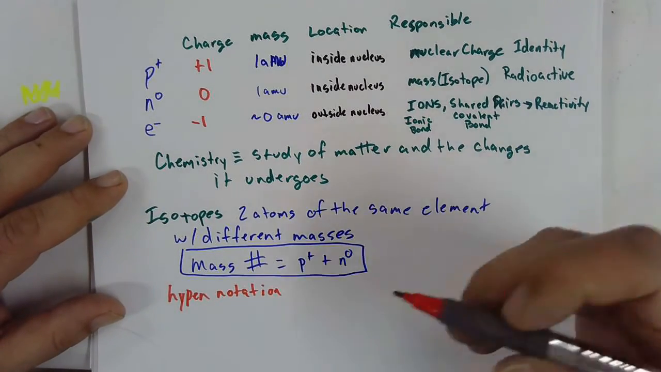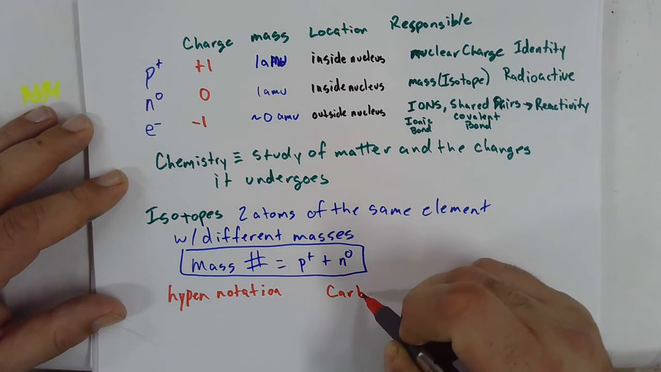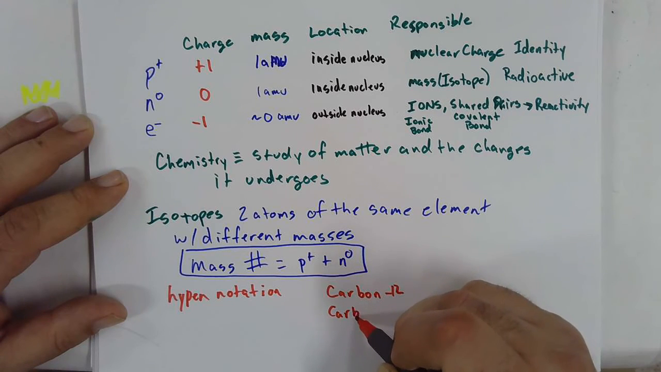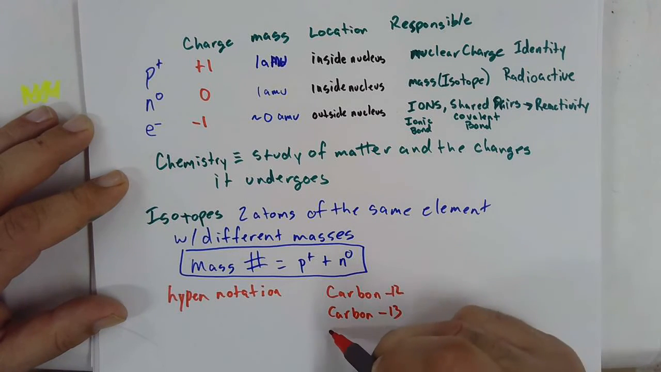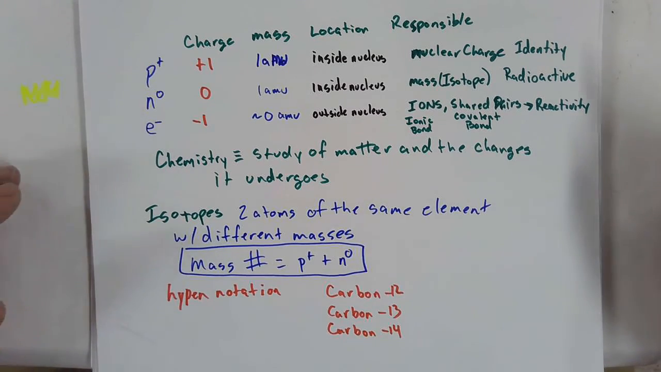But the hyphen notation for the 3 isotopes of carbon would be carbon-12, carbon-13, and carbon-14. Everybody cool with this?